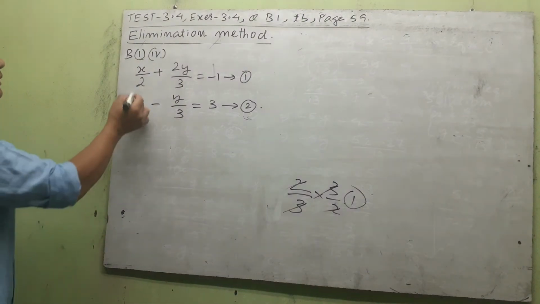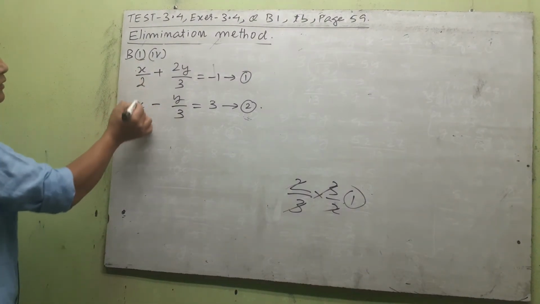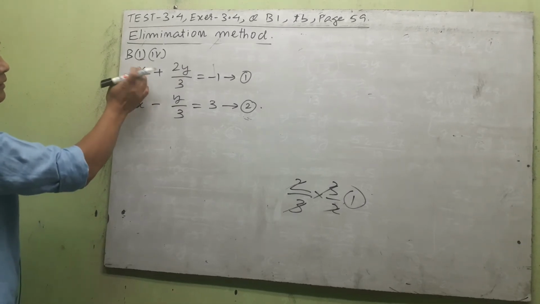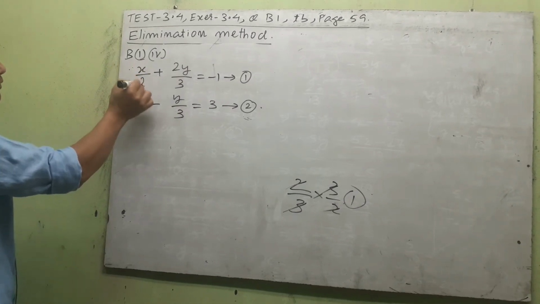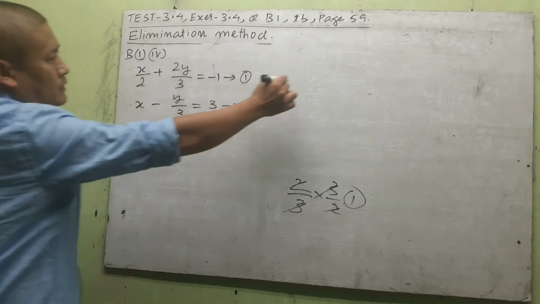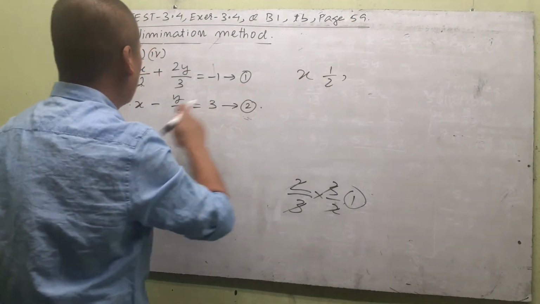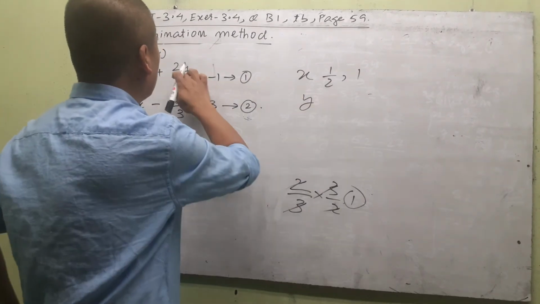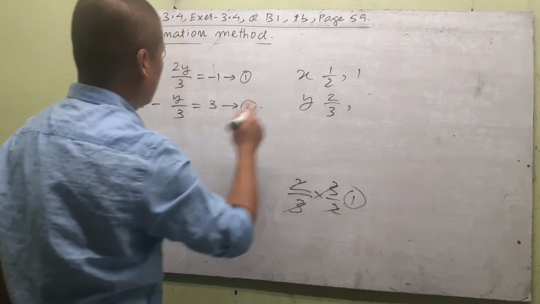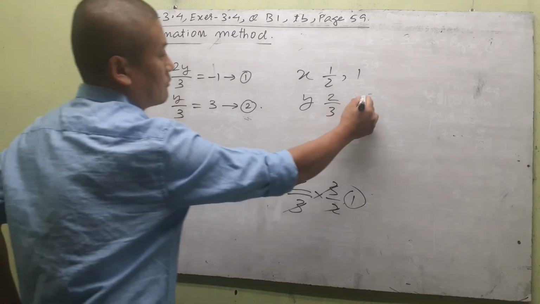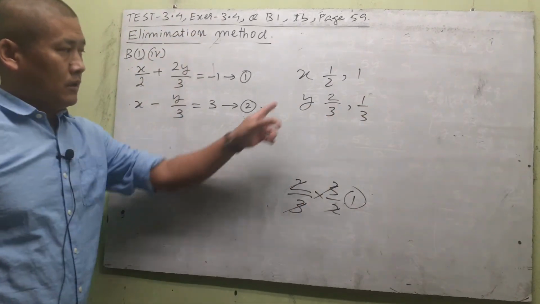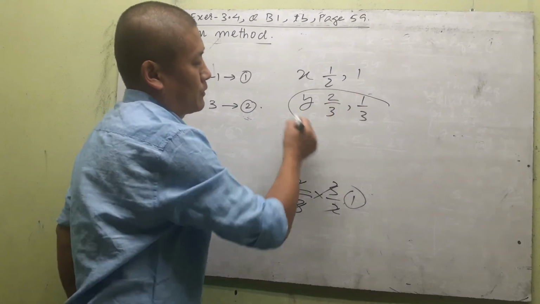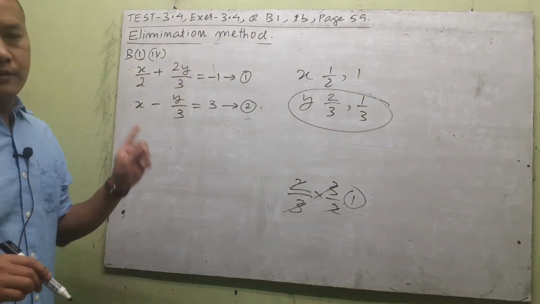So this looks simpler. Coefficient of x here is 1 by 2, here 1. In front of x here, no number means 1 by 2. Then y coefficients are here 2 by 3, and here no number means 1, so 1 by 3. Definitely x coefficient looks simpler, but I want to choose y this time just to show something.